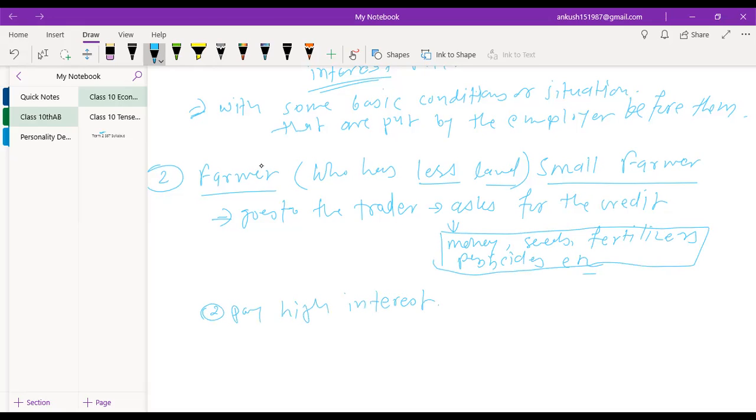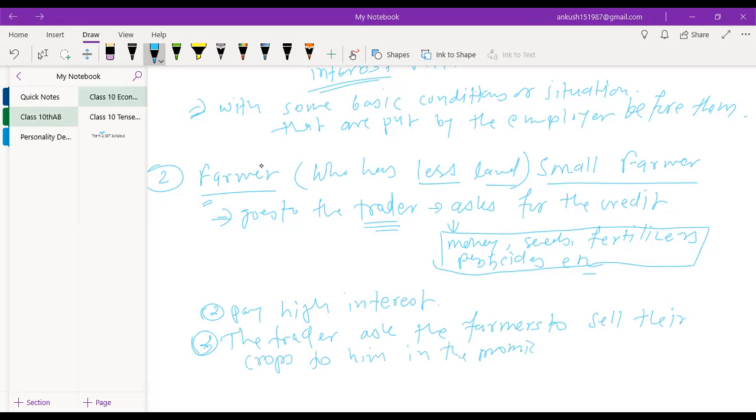Understood? And the most important thing is, whenever the crops are to be harvested, the trader asks the farmer to sell their crops to him, in the promise of getting his loan back from the borrower. This is the main condition.